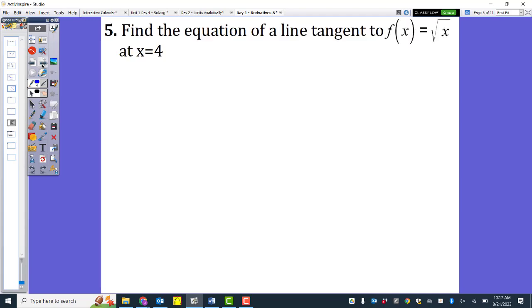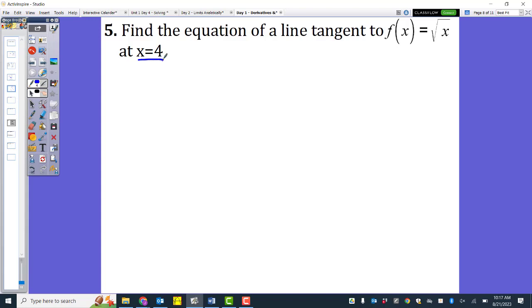The next thing, and really the last thing I think we're going to look at, is finding the equation of a tangent line. So the equation of a tangent line is the equation of a line at the point. So we have this function. We want the equation of the tangent line at x equals 4.